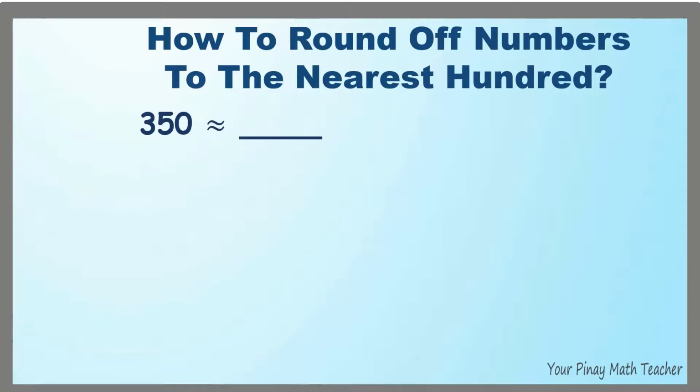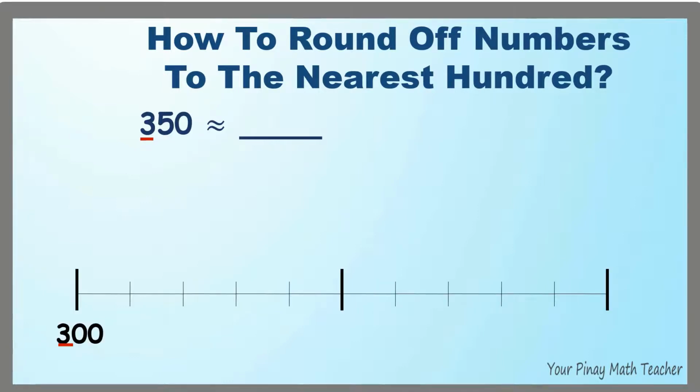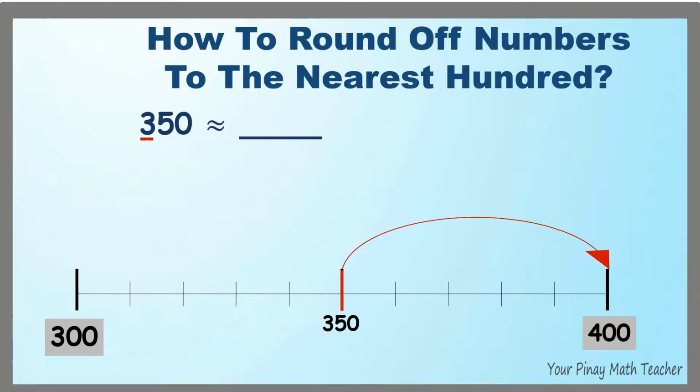For example, 350. Its hundredths digit is 3. 350 is in between 3 hundredths and 4 hundredths. In fact, it is right in the middle of 300 and 400. To which number is 350 nearer to? Is it nearer to 300 or 400? Yes, they still have the same distances. But once the number reaches the middle, then it has to be rounded off to the greater number. Therefore, 350 is rounded off to 400.